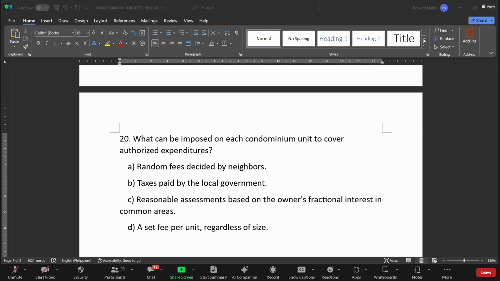Which letters, sir? Letter B, sorry. B, number 15. Then 13, sir, 13 is C. Then 14, sir, B. Thank you, sir. Sir, what about 7 and 8?